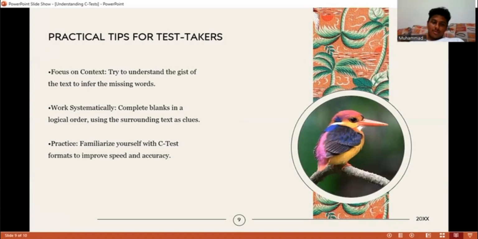Practical tips for test takers. Focus on the context: try to understand the gist of the text and look for the missing words systematically. Read blanks in a logical order, using the surrounding text as clues. Practice: familiarize yourself with C-test formats to improve speed and accuracy.